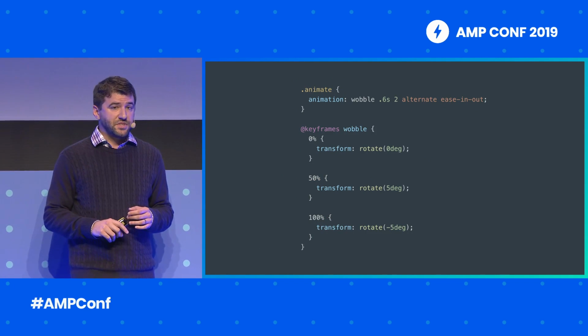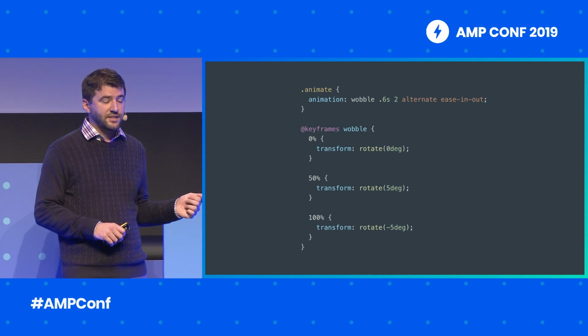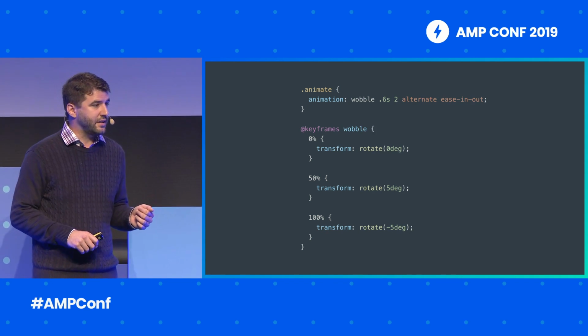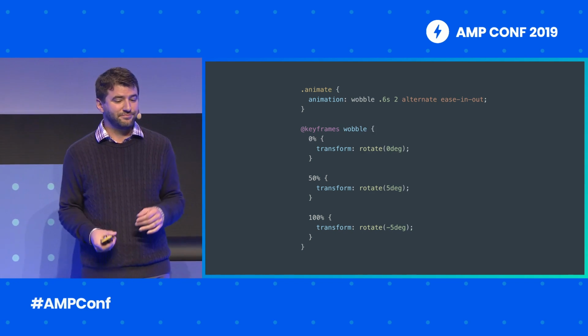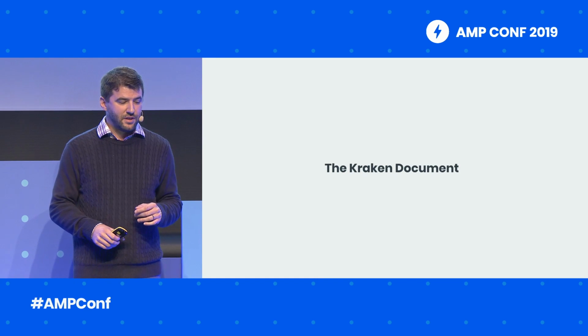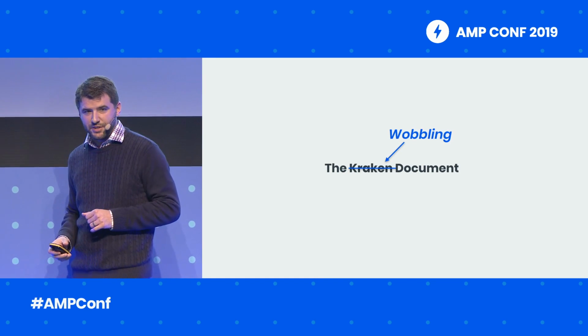We need to wire that up to some CSS. So here's the CSS for this example. I have an animate class name, and when it's applied, it uses a CSS animation to wobble the logo back and forth. Now we've gone from the Kraken document to the wobbling document.